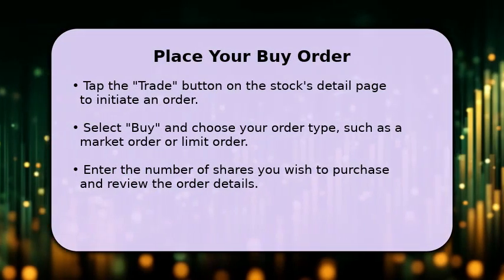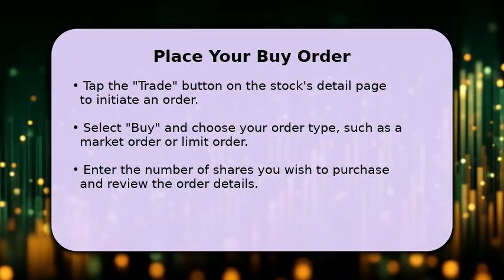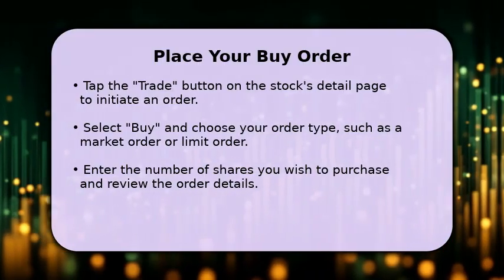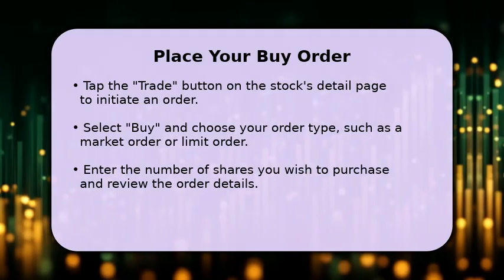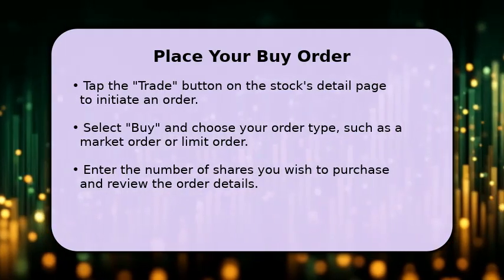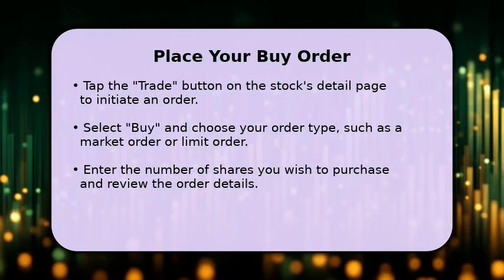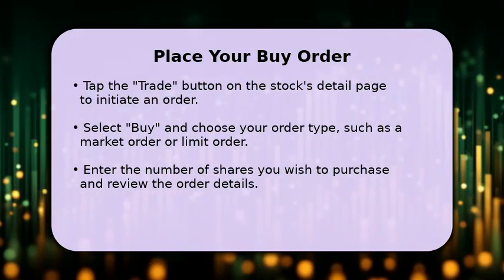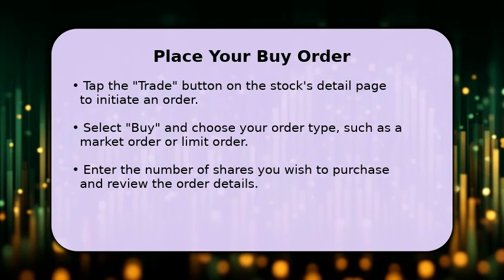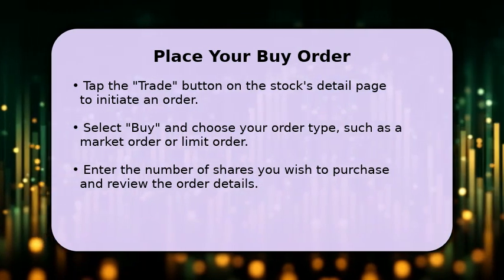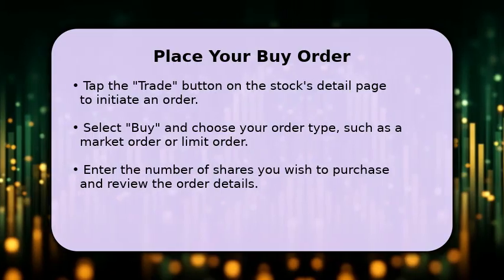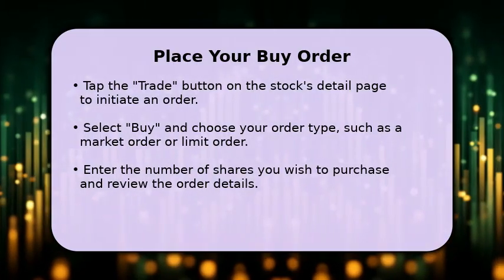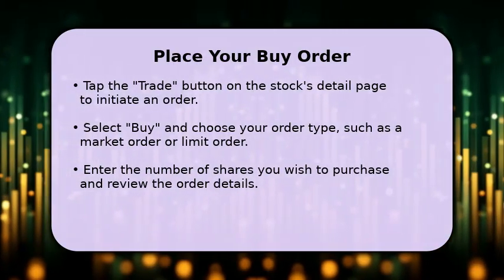Finally, it's time to place your buy order. On the stock's detail page, tap the Trade button. You'll then select Buy and choose your order type. A market order buys at the current best available price, while a limit order lets you set a specific maximum price. Enter the number of shares you want to purchase, for example, 10 shares. Carefully review all the order details and then confirm your order to complete the transaction. Congratulations, you've just bought a stock.